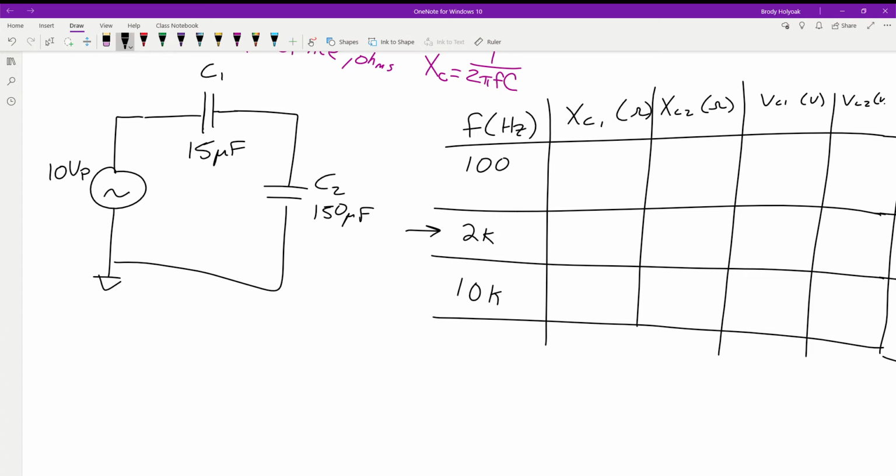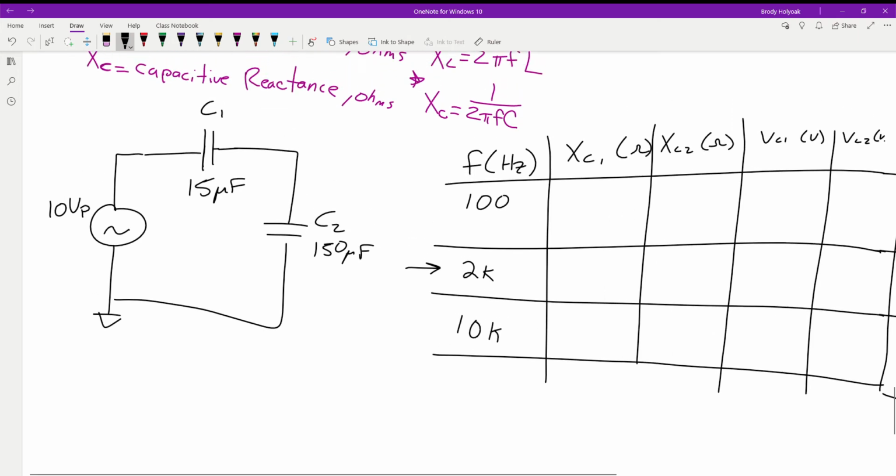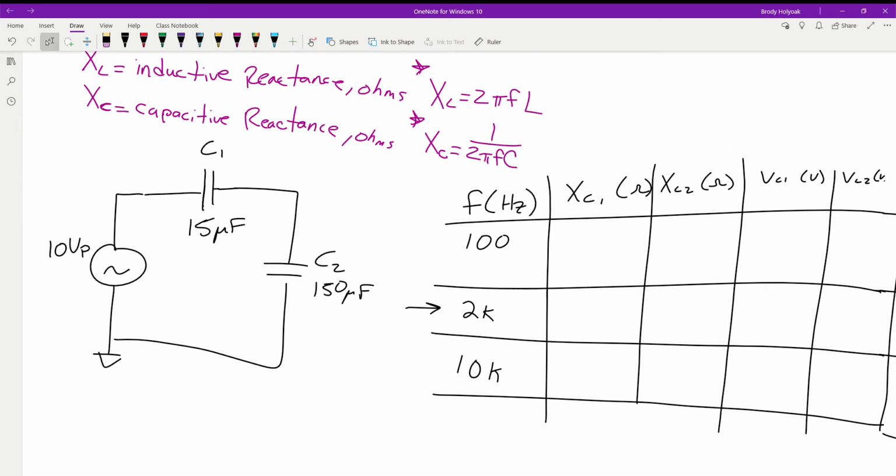As we're looking through this, the formula that we're going to use is based on our capacitive reactance. It's going to be XC equals 1 over 2 pi f C. So we take 2 pi times our frequency times the actual capacitance, and we take the inverse of that. That's going to give us essentially the resistance of that component.